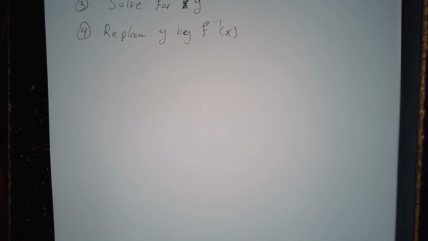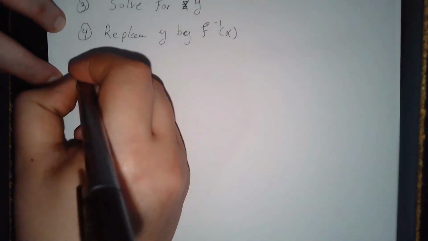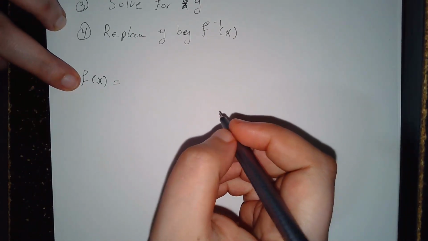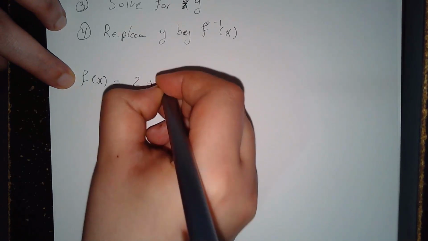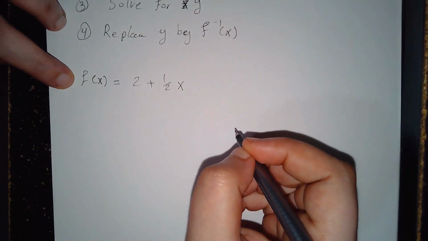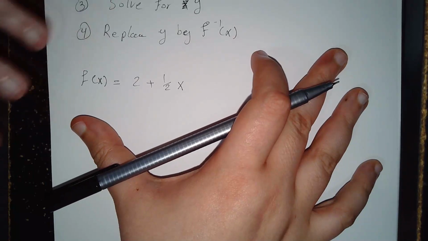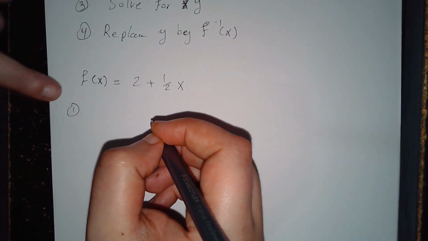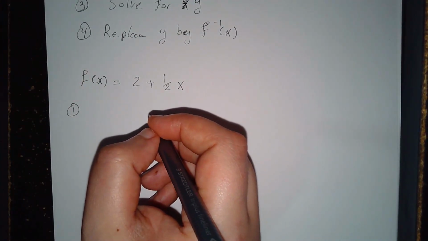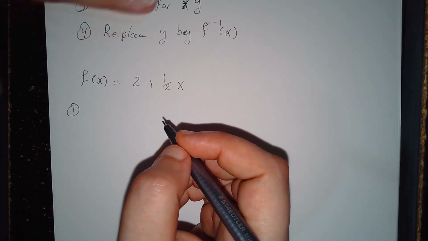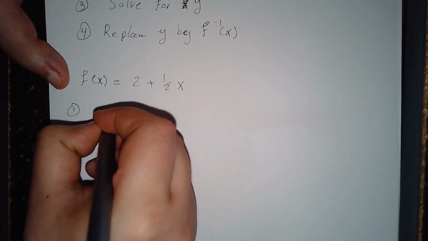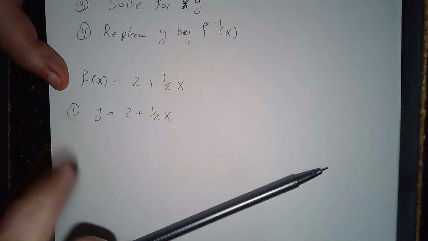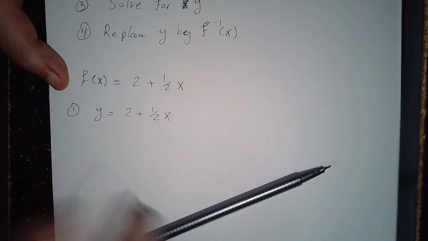Alright? Now, here's your first example. We have f of x, and it equals what? It equals 2 plus 1/2 x. That's my function. And I want you to find the inverse. Step 1. We said we're gonna what? Remove f of x and write down y. So that's what I'm gonna do. Y equals 2 plus 1/2 x. Notice my function is exactly the same. The only thing I did was remove f of x and write y.